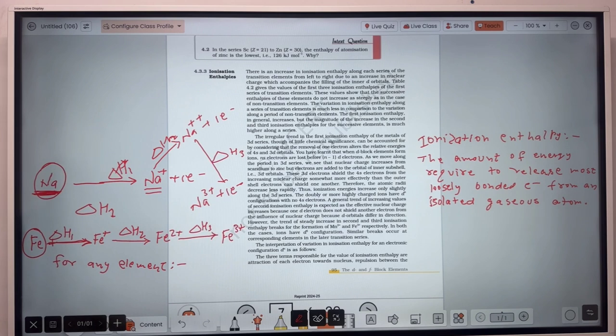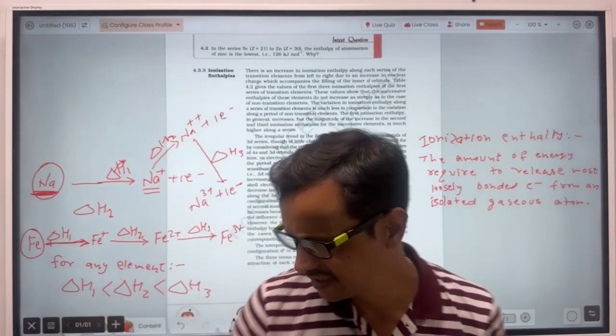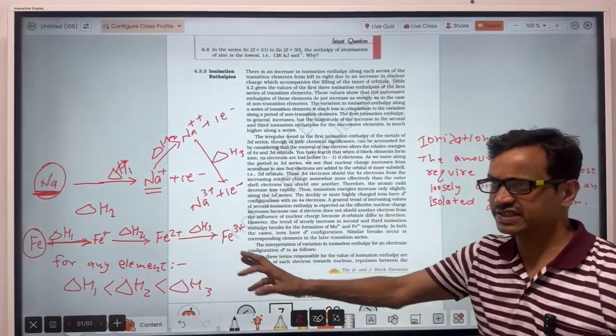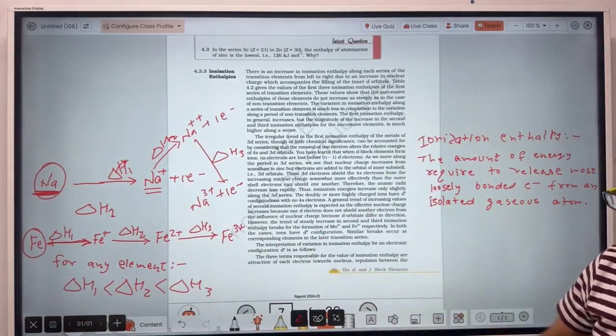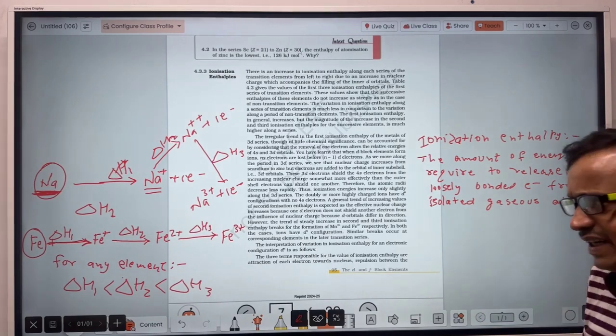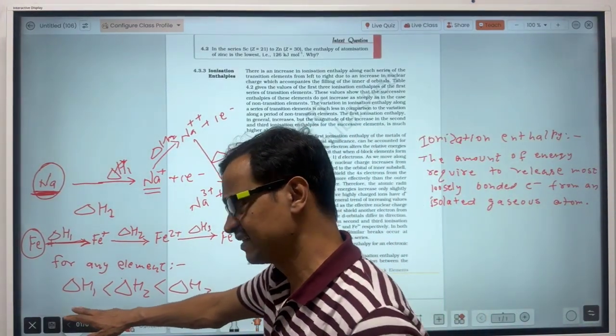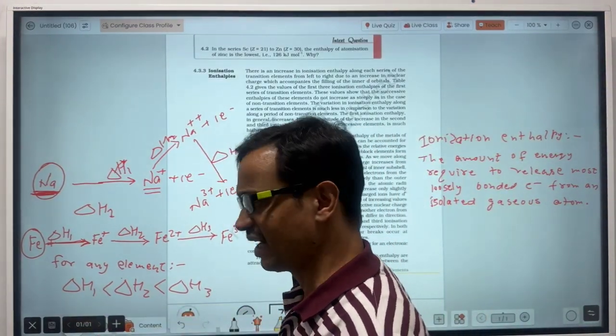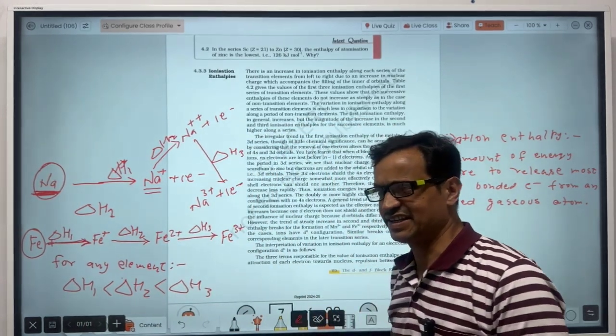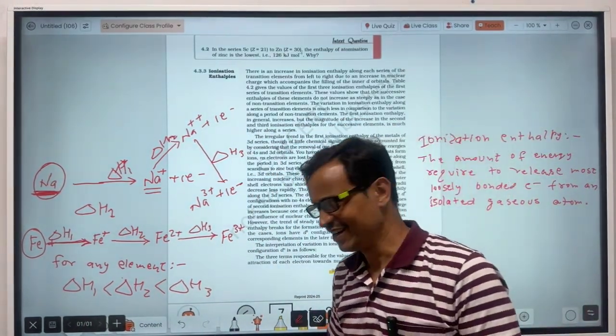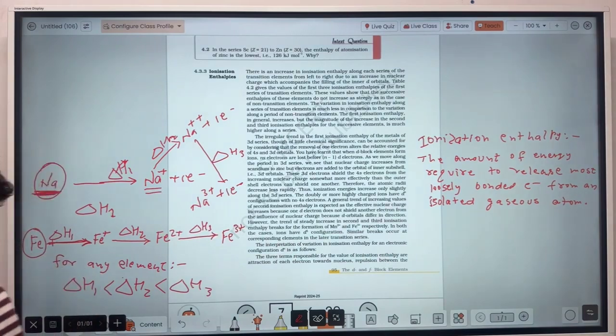In any particular element you consider, delta H1 will always be the least, then delta H2, and the highest will be delta H3 for any element. This is an example; in the same manner for the other elements, delta H1 will be least, then delta H2, and highest will be delta H3. One point to keep in your mind for any element.